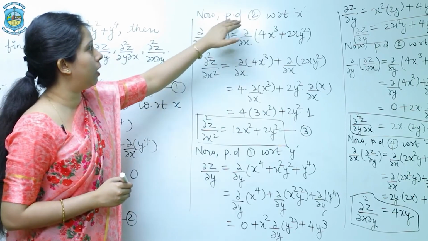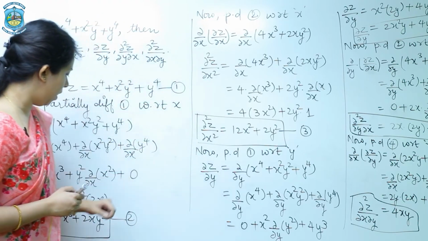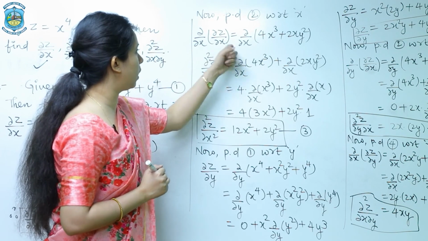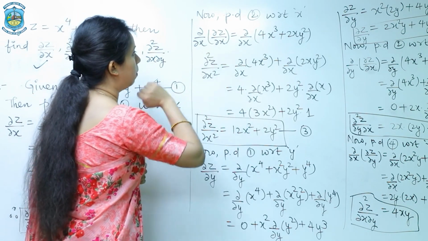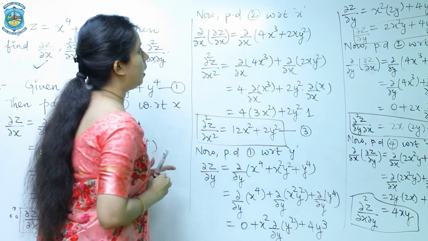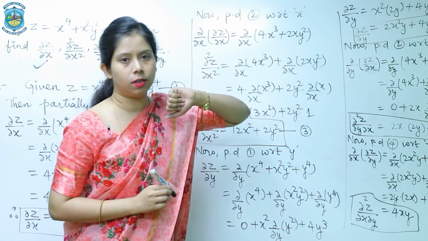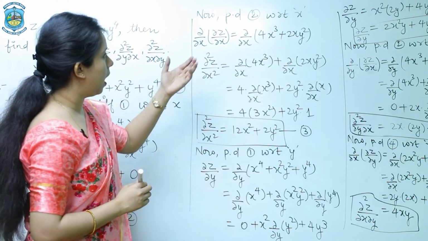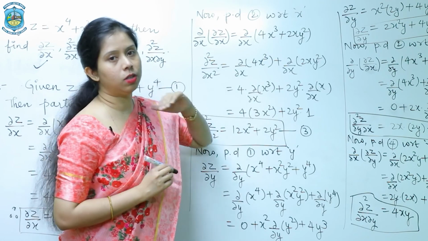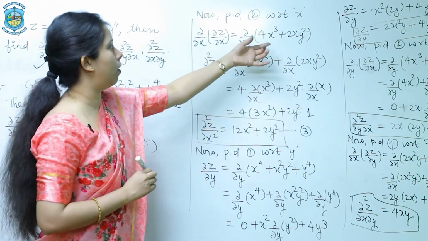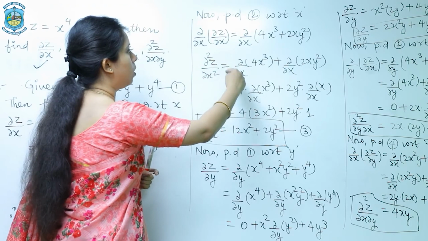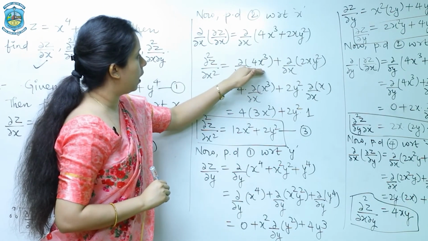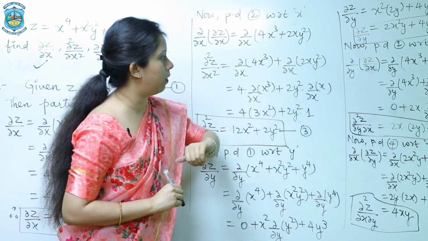Now partially differentiating equation 2 with respect to x, we have marked this equation as equation number 2. So differentiating both sides with respect to x, we will get del by del x of del z by del x is equal to del by del x of 4x cube plus 2x y square. So the left hand side becomes del 2z upon del x square, and for the right hand side we will use the rule of derivatives, that is the derivative of sum of two functions is equal to the sum of the derivative of the functions. So del upon del x of 4x cube plus del upon del x of 2xy square.